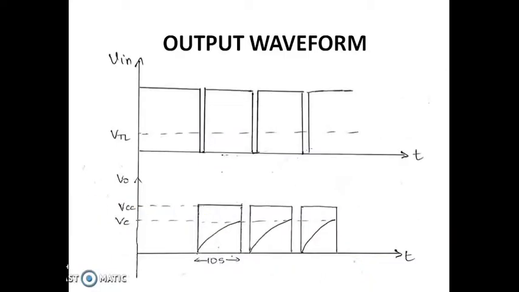To help you understand better, we'll consider the output waveform too. As you can see, when the trigger goes below VTL, the output makes a transition from 0 to VCC and stays in that quasi state for a predefined time, which is 10 seconds. And at that moment, the capacitor charges from 0 up to VTH. So now let's move on to the practical application of this experiment.